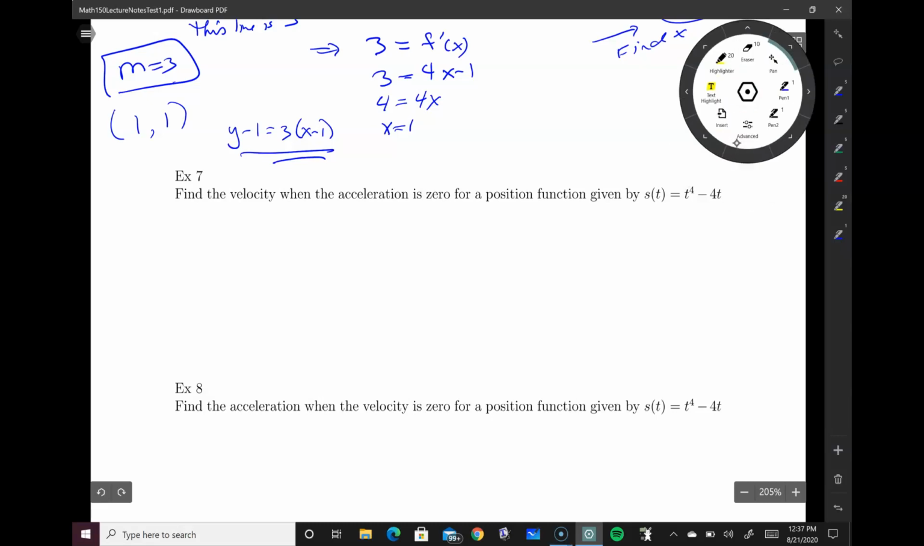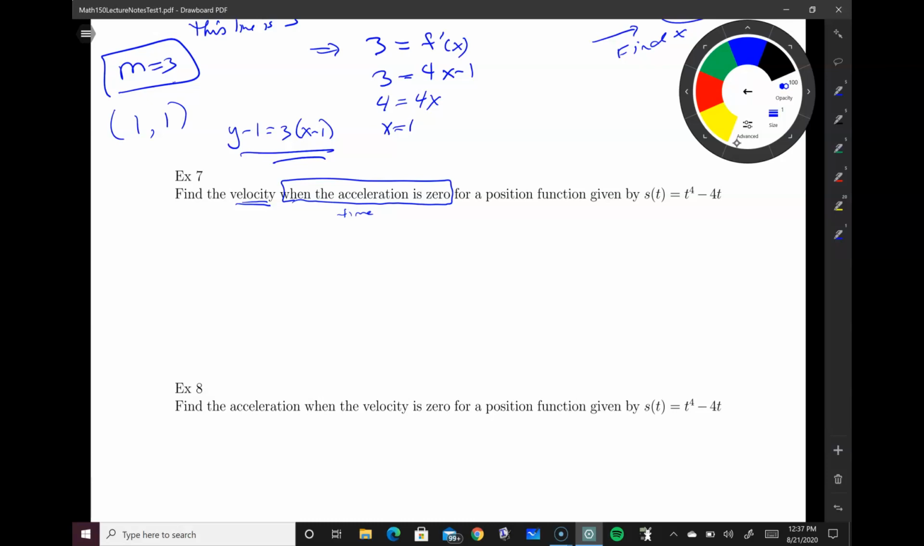All right, so here we are. So let's go and find the velocity when the acceleration is 0. So this here is telling me the time I need to find the velocity at.